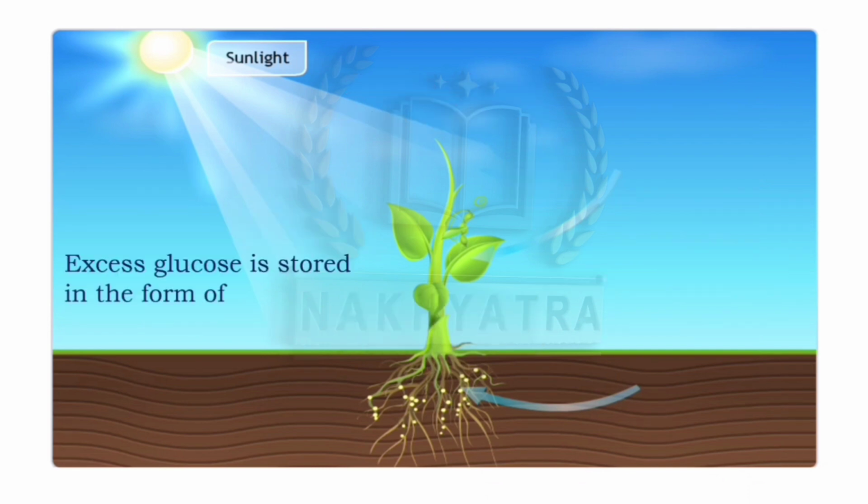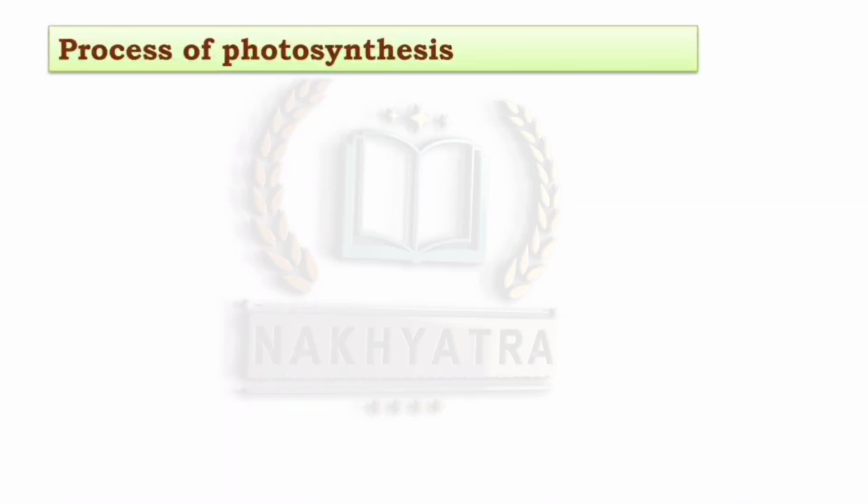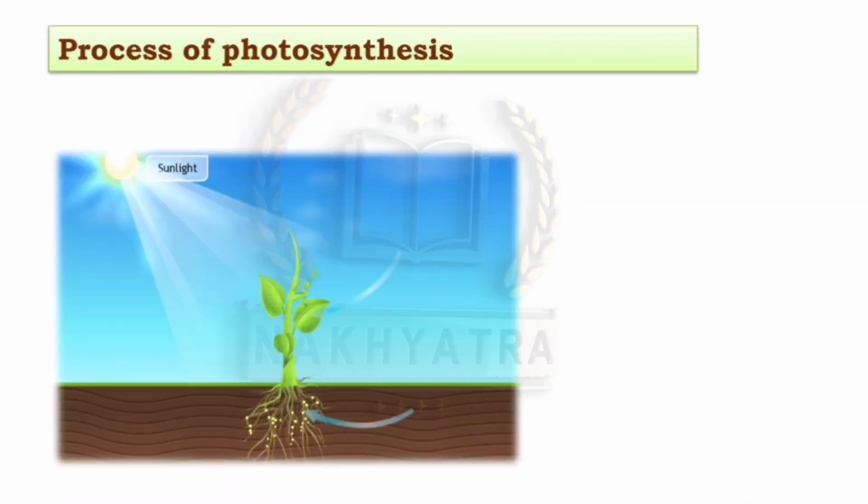Now there is an excess of glucose. So that excess glucose is stored in the form of starch. Clear everyone? Alright, now let us see the process of photosynthesis. So now we already know that the process takes place in the presence of sunlight, where carbon dioxide and water are absorbed by the plants from the atmosphere and the soil respectively.